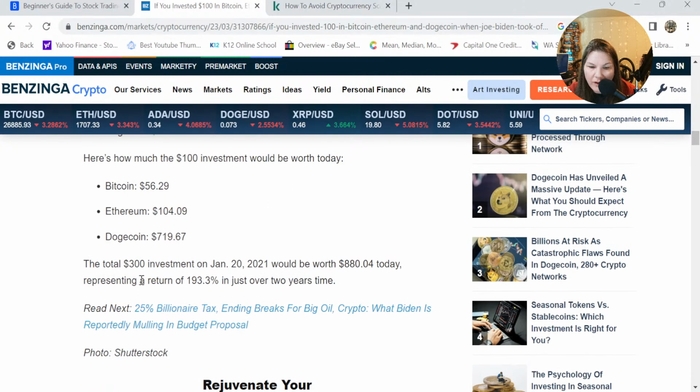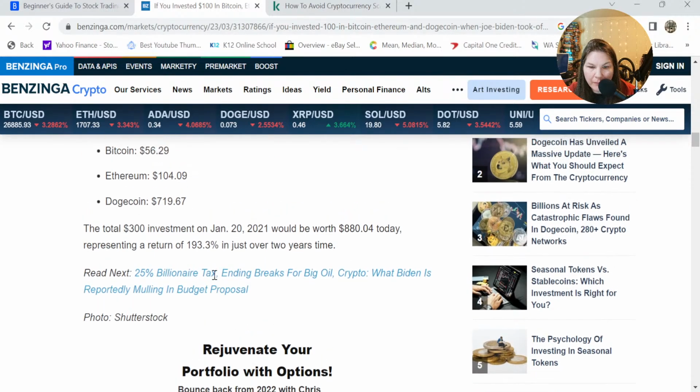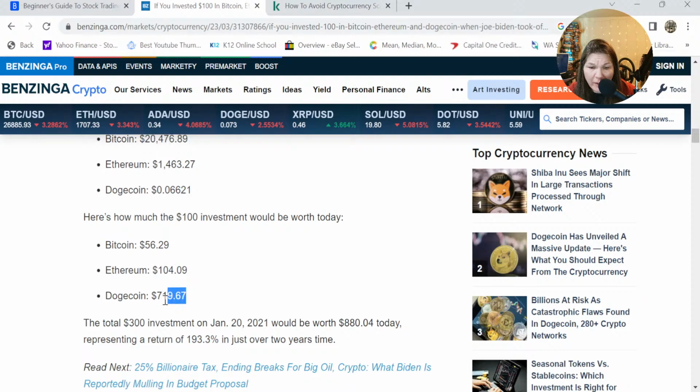A total $300 investment on January 30th would be worth $880 today, representing a return of 193.3% in just over 2 years' time. Dogecoin has went up, guys, so much that if you put a $100 investment, it would be worth $719 2 years later. Think about if we add zeros here. Think about if this 100 becomes 1,000. Add a zero, add a zero, add a zero. If this became 10,000, add another zero, add another zero. Now we're talking about $7,000.